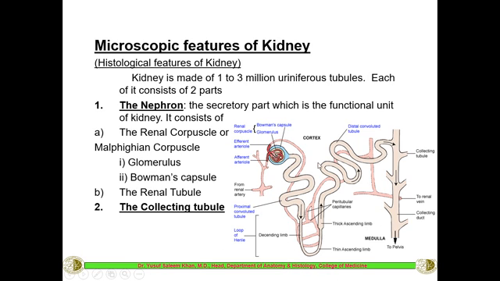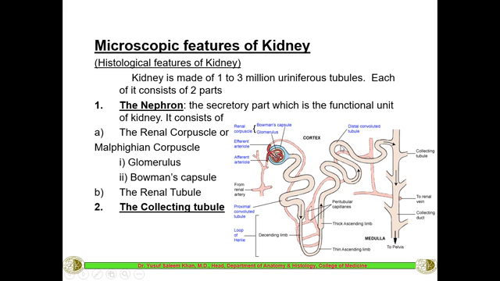as I said before, the nephron is made up of two parts, the renal corpuscle as well as the renal tubule. The renal tubule has a proximal convoluted tubule. This is called the proximal convoluted tubule, as well as this, called the distal convoluted tubule. And in between there is something called the Henle's loop, or loop of Henle, which has a descending limb as well as the ascending limb.